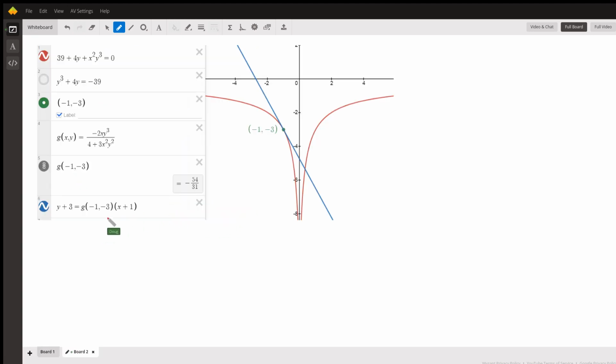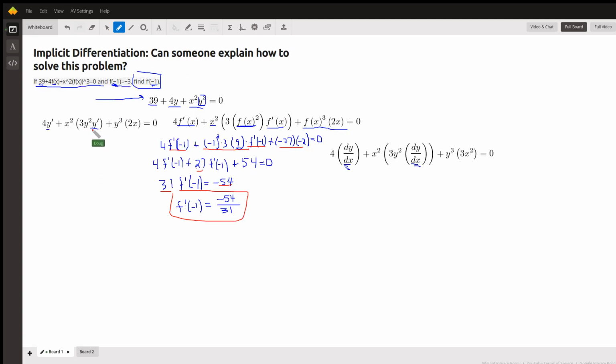Now let's just take a look at what's happening here. Here's actually the original function. Looks like it's a function. It looks like when x is negative 1, y is negative 3. So there's a point on the curve. And if we wanted to actually solve for y prime in terms of x and y, we could go back to this board right here and isolate this y prime.